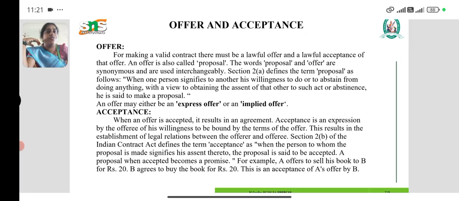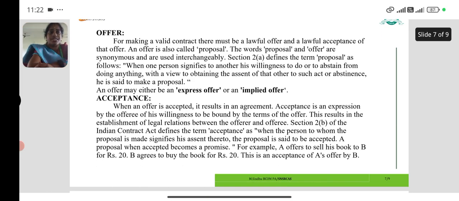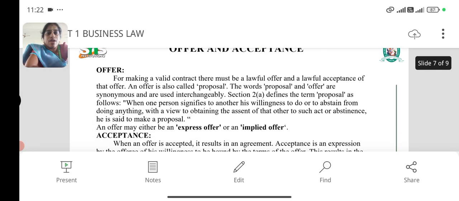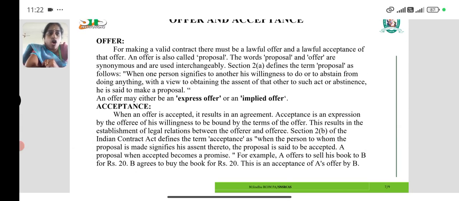We all discussed before about the offer. A clear, defined, unambiguous proposal made by one party to another is called an offer. Then acceptance: the unqualified agreement to the terms of the offer, creating a binding contract. Acceptance must be communicated to the offerer. For making a valid contract, there must be a lawful offer and a lawful acceptance of that offer. An offer is also called a proposal. The words proposal and offer are synonymous and are used interchangeably.